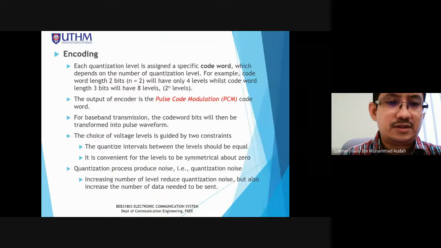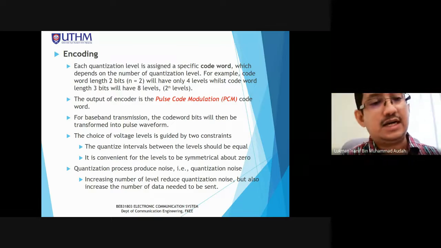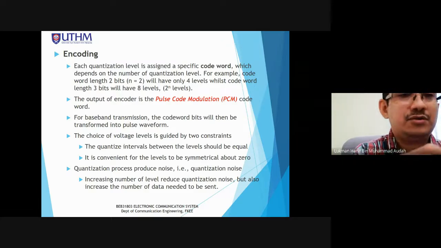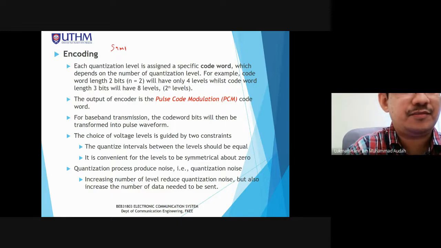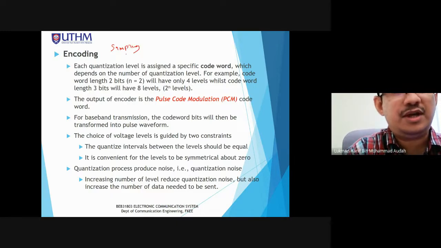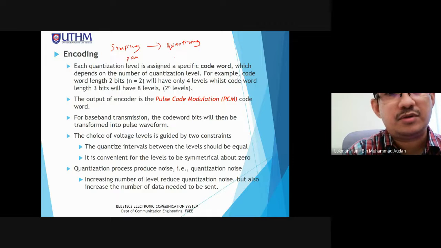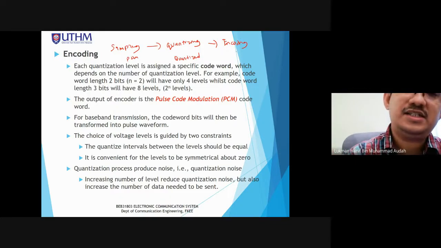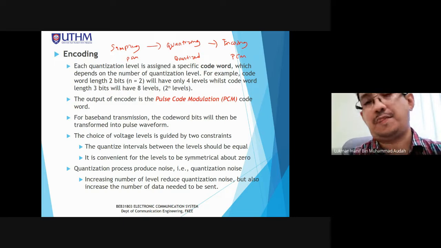So ini saya dah terangkan. Ini adalah seterusnya adalah encoding, proses yang ketiga. Okay. So tadi kita dah lihat sampling. Okay. Sampling menghasilkan palm signal. Okay, and then quantization, quantizing. So dia menghasilkan quantized signal. And the last one is encoding. Encoding menghasilkan PCM code word.